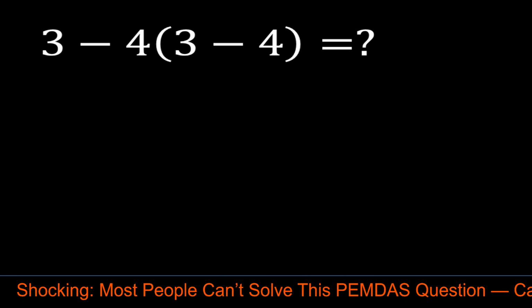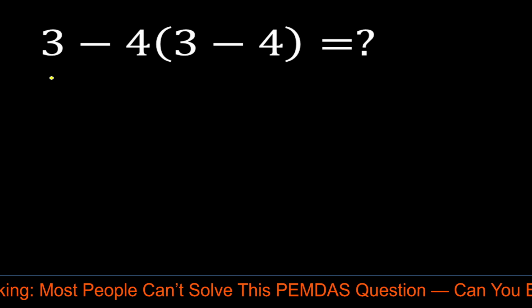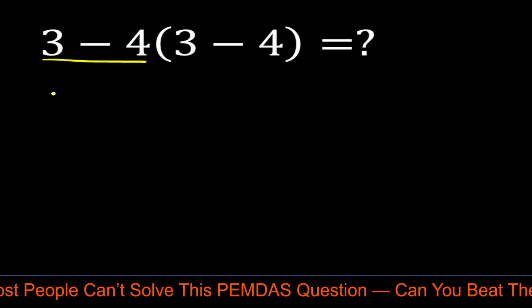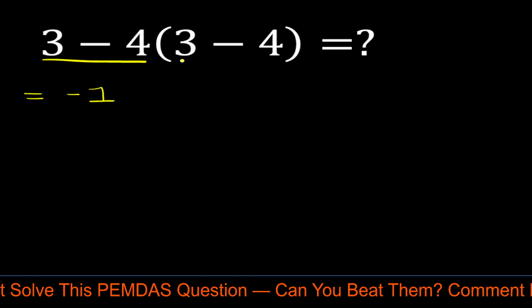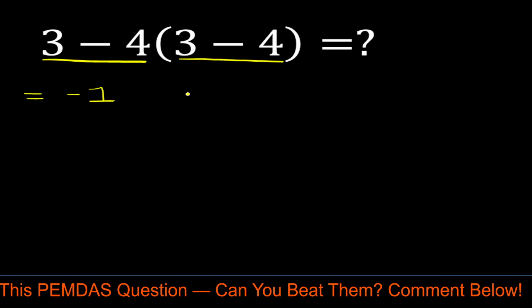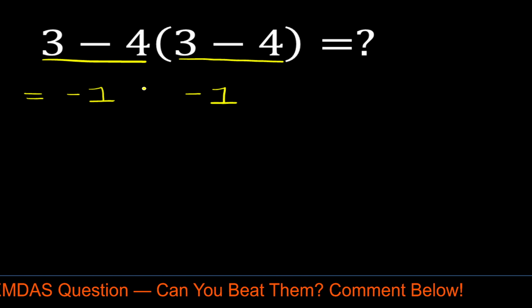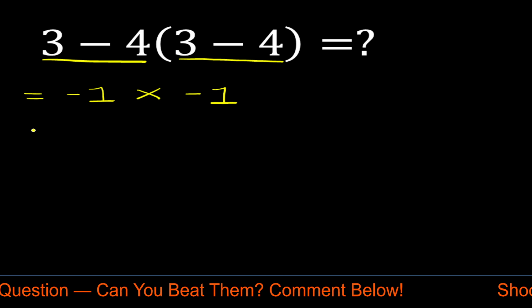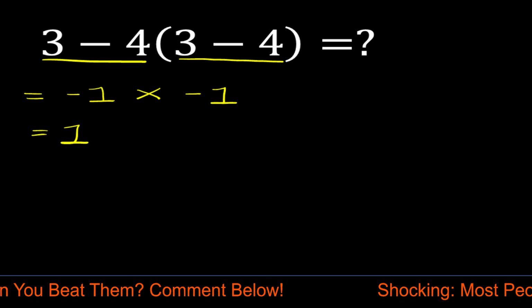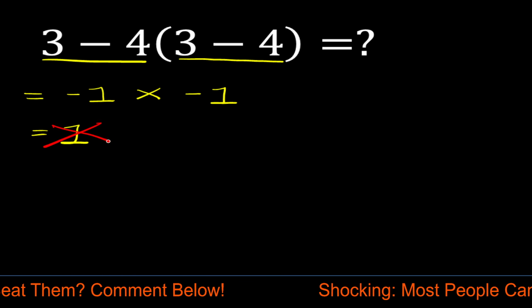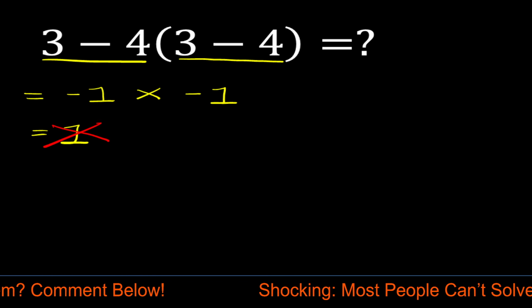So most people solve this question like 3 minus 4 is equal to minus 1, right? Then again 3 minus 4 is equal to also minus 1. Now minus 1 times minus 1 is equal to 1, right? But this answer is not correct. This answer is completely wrong.